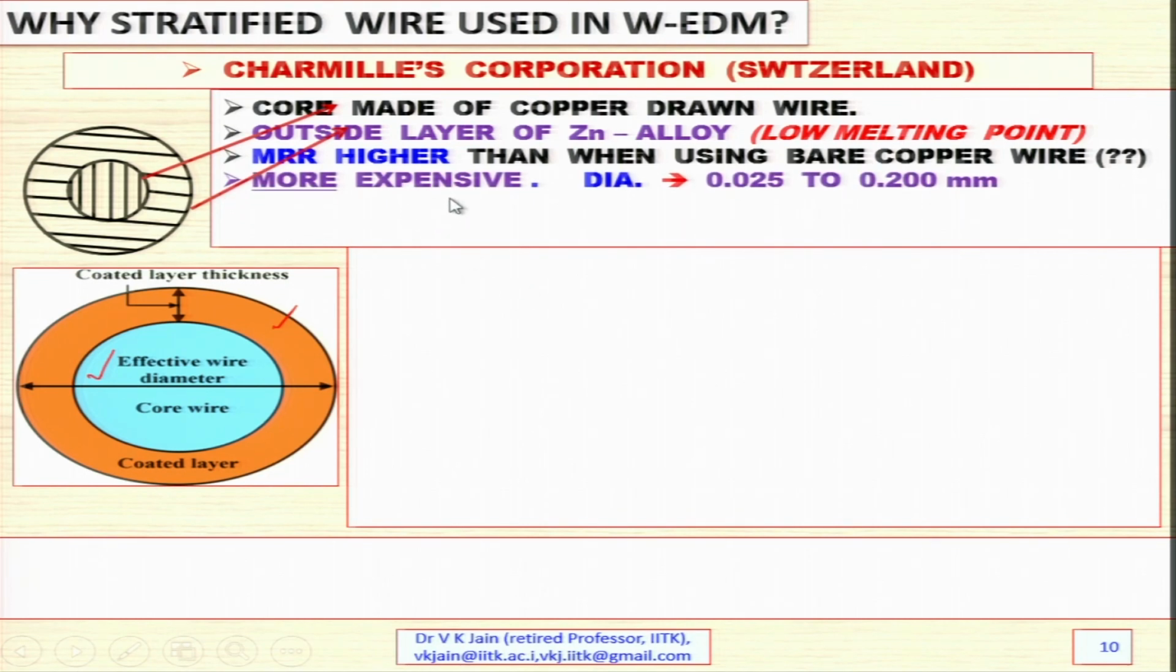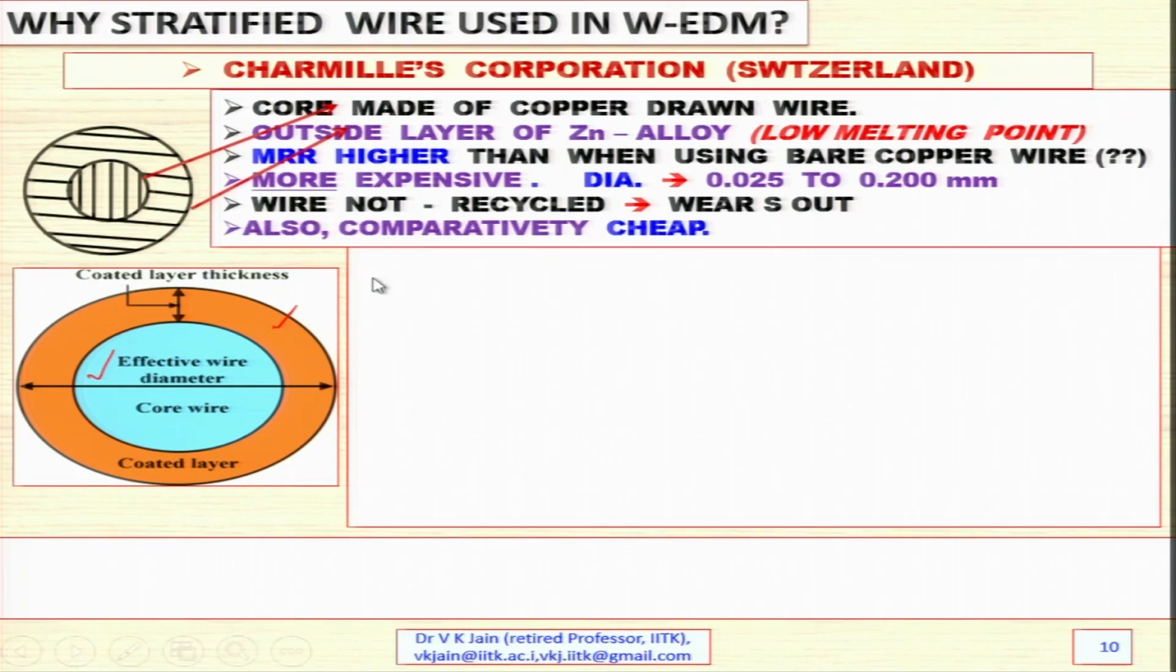Stratified wire is more expensive. Diameter ranges from 0.025 to 0.200 millimeter. Wire is not recycled. It wears out, becomes weaker at many locations, and it is therefore not recycled to avoid breakdown of the system.